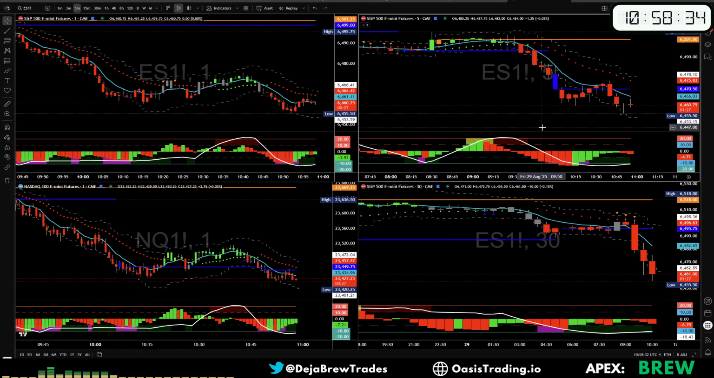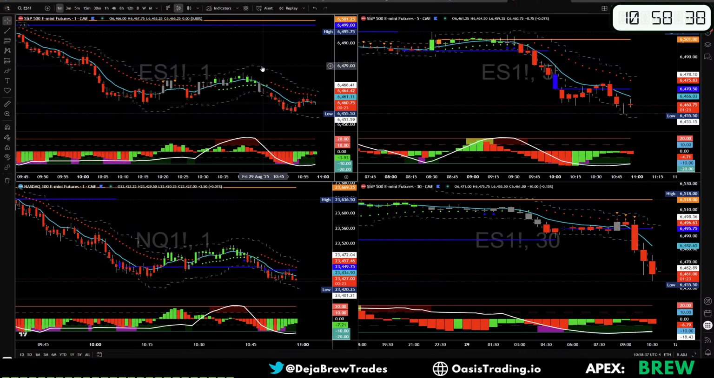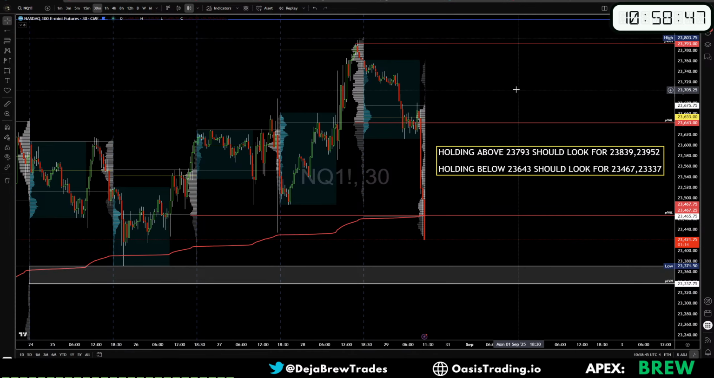Trying to put in a 5-minute bull div here. You're going to get this quite a lot when you're very extended off those trails on the higher time frame. You're going to keep seeing these micro bull divs on the lower time frames.